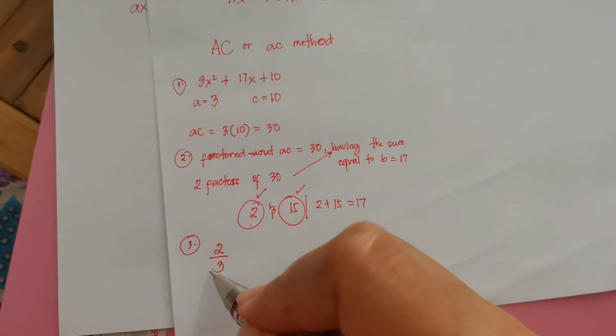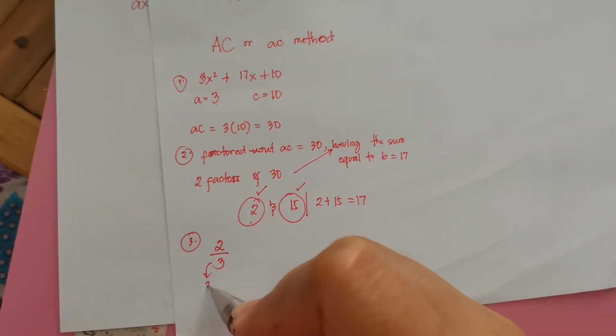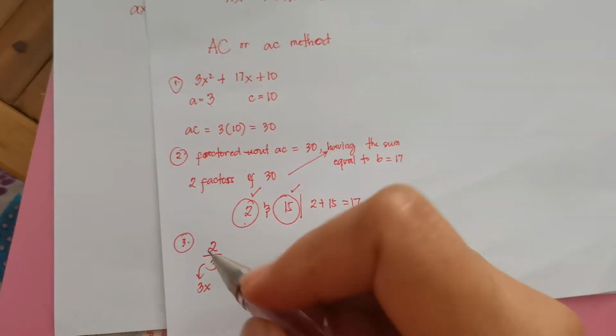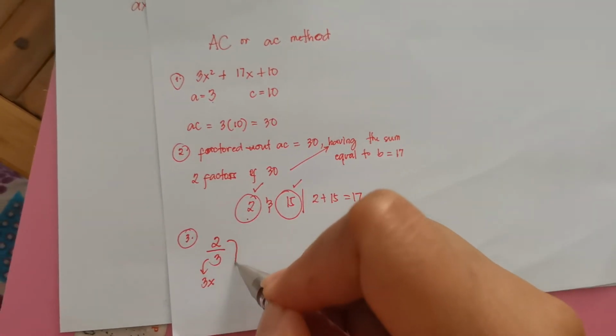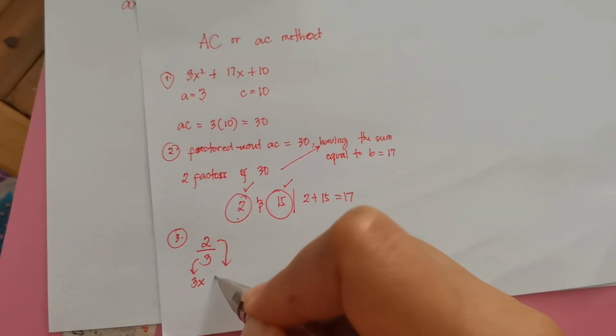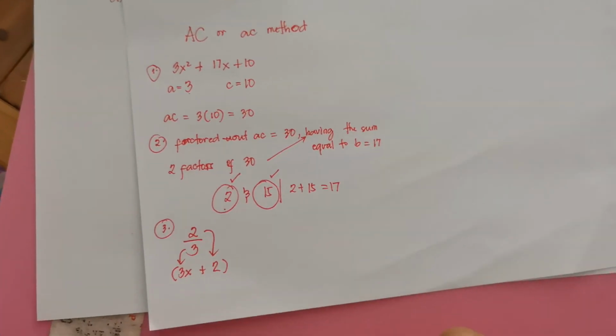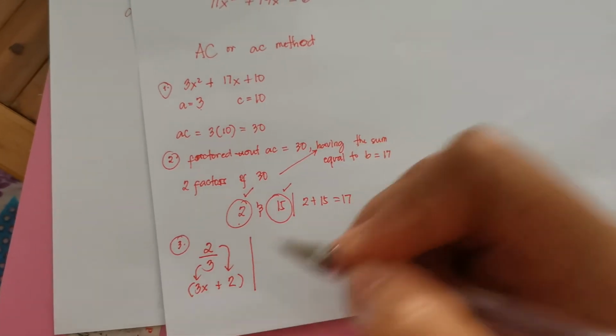Paano? 3 will serve as the numerical coefficient of our first factor, 3x squared. And the numerator will serve kay positive siya plus 2, the second term of our first factor. Ano naman yung isa? Liwat.